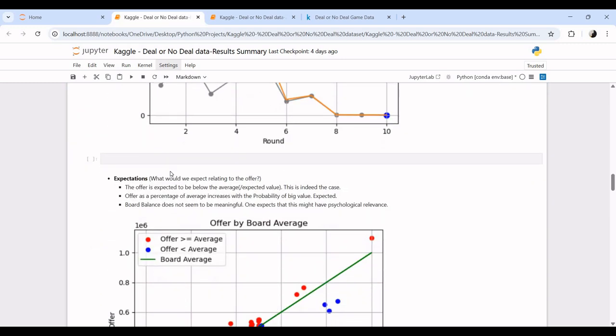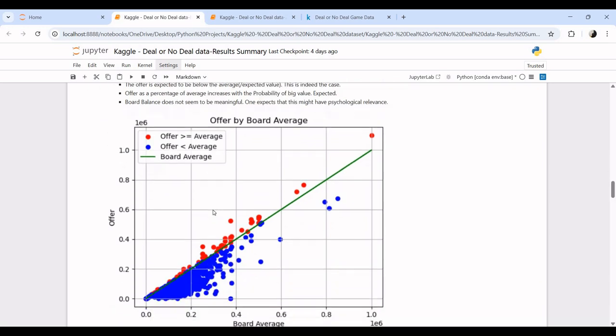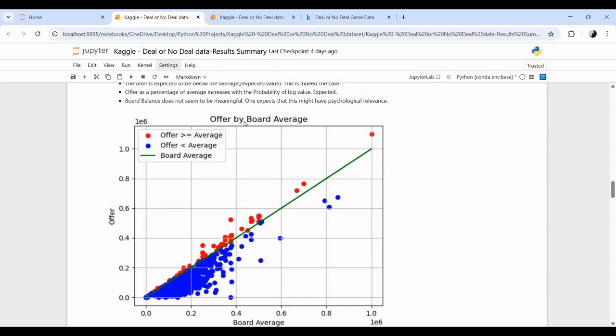And expectations: what did I expect the other variables to be in relation to the offer? Primarily the variable of interest was the offer, and when you would be offered more or less. Generally I did expect that the offer would be less than the board average. It wouldn't make sense for the banker to offer the player more than the average that's on the board, so the majority of the time that is the case, and sometimes the player is lucky and gets an above average offer.